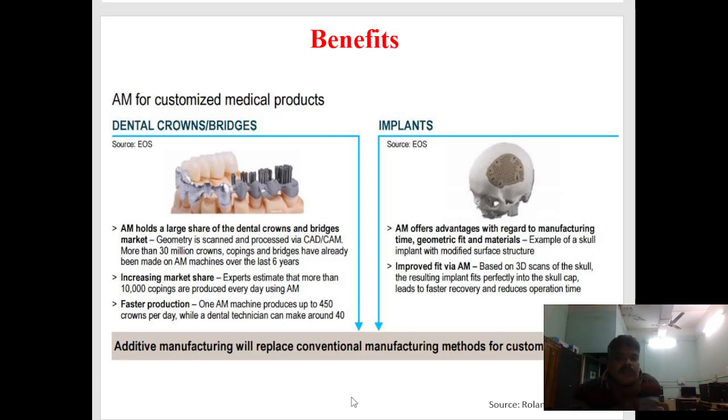Based on a 3D scan of the skull, the resulting implant fits perfectly into the skull cap, leads to faster recovery and reduces operation time. Additive manufacturing will replace conventional manufacturing methods for customized products. So these are the advantages and benefits for customized products. Additive manufacturing will replace conventional manufacturing.